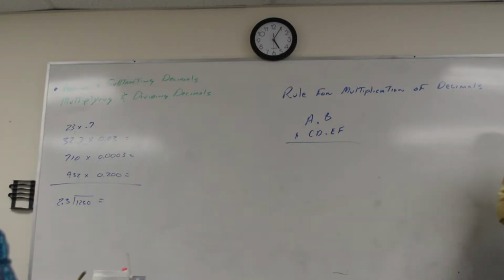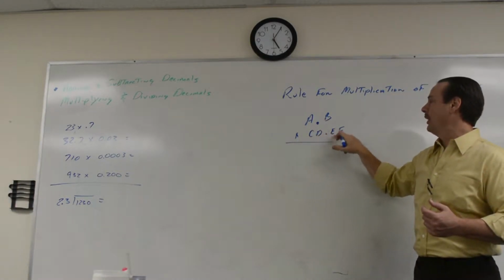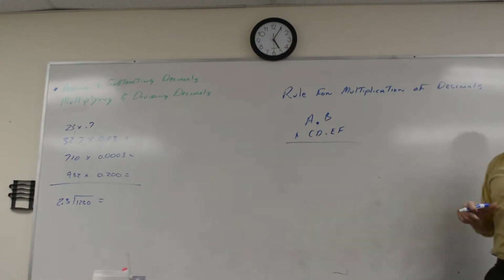We're going to do it symbolically first. We've got A point B times CD point EF. What's the rule? Line up the decimals? No, you don't have to line up the decimals. You count the number of digits after the point.